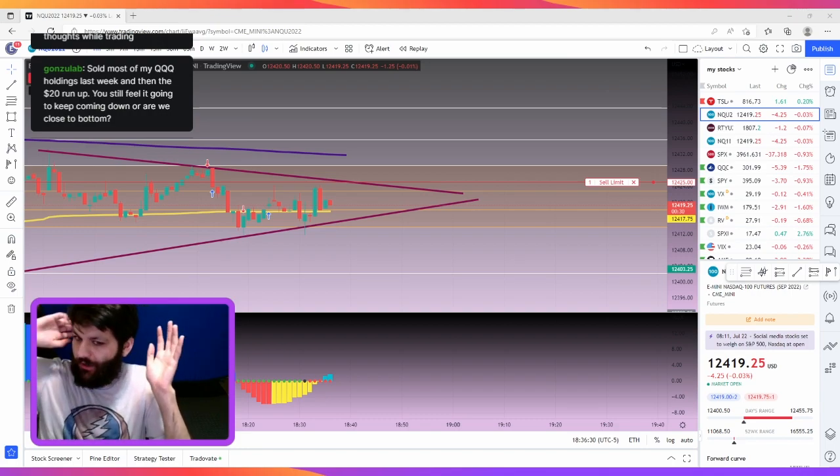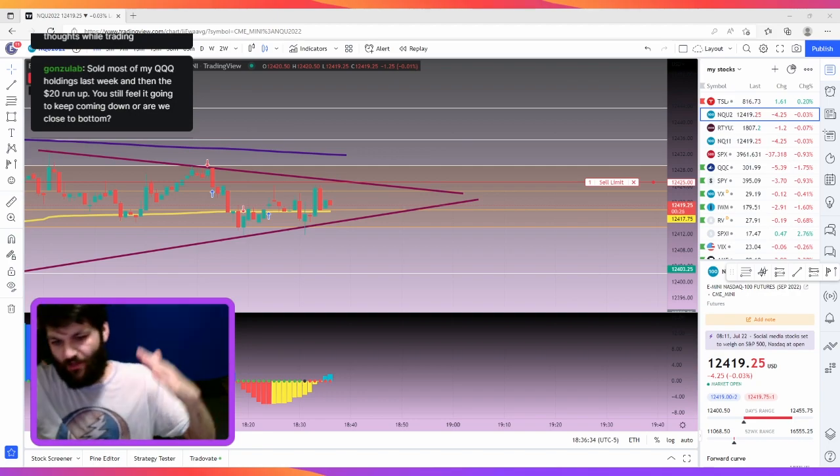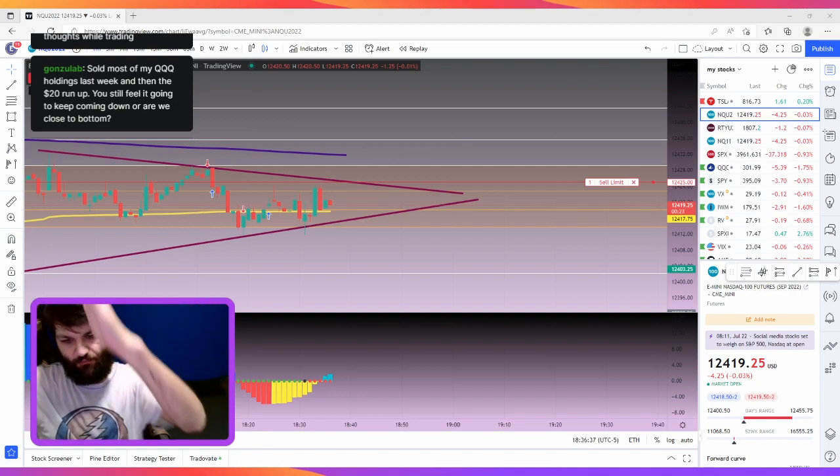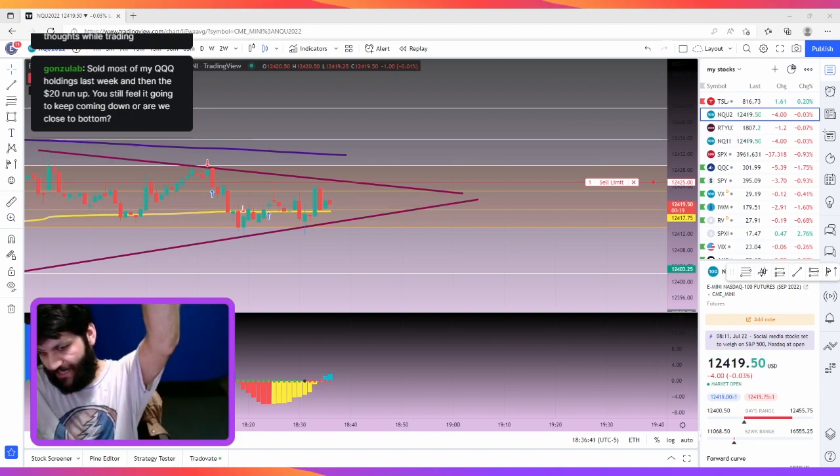Just like a normal chart, right? When you hit a double bottom, that's when you catapult up. You don't just go like this, that doesn't happen. It usually goes down and then skyrockets back up.